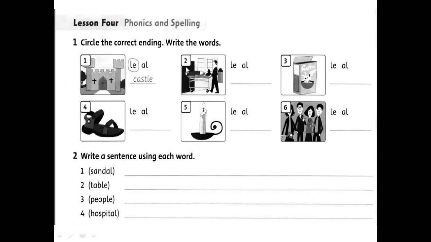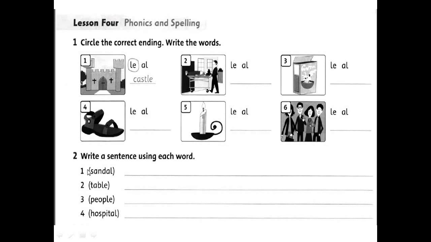And how about number 2? I found a sick person here. And then what is that? Hospital. Hospital is ending with A and L. So you have to circle A-L and then write hospital. Okay, until number 6. Do it up to number 6.